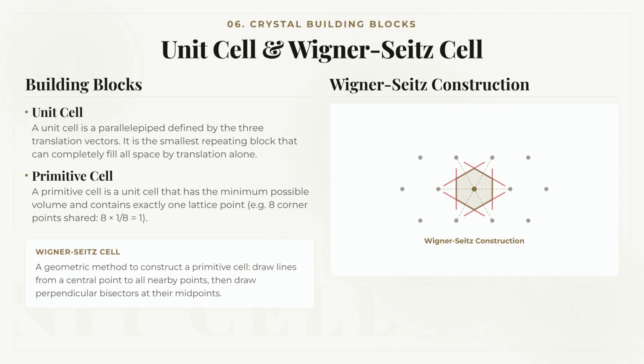Another way to construct a primitive cell is the Wigner-Seitz cell. It is formed by drawing lines from one lattice point to nearby lattice points and then drawing perpendicular bisectors at their midpoints. The region enclosed in this way gives the smallest volume around that lattice point.